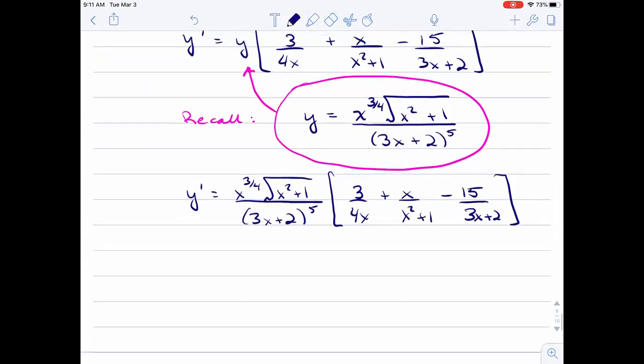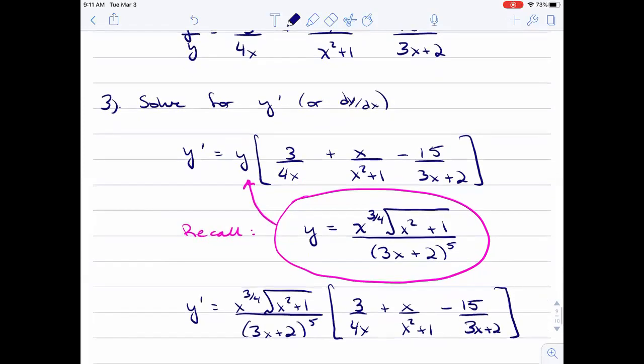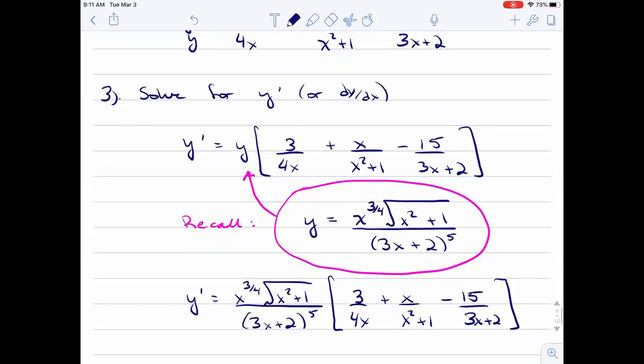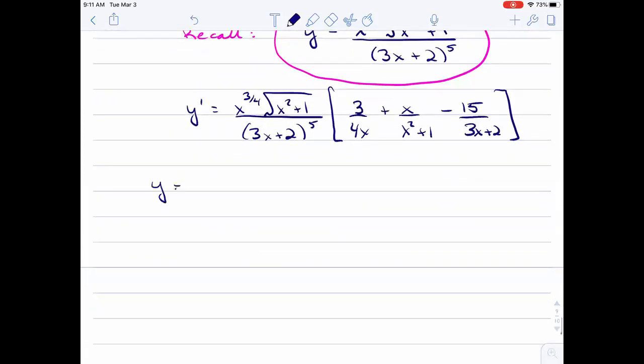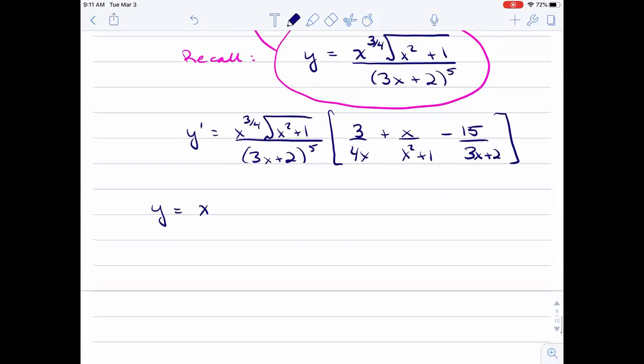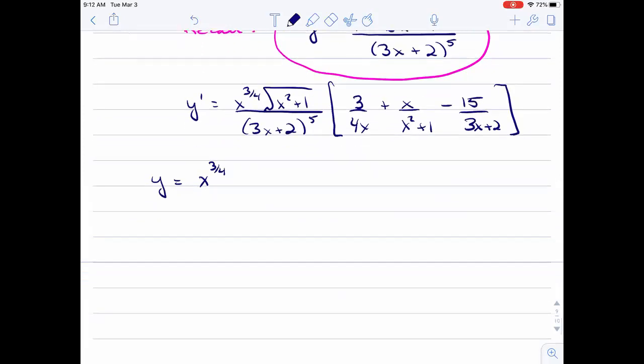Easier. Well, like when you start at the beginning and you have less of a function than you do now. But if you think about it, let's talk about y equals, and you can just use the normal rules. It's fine. But if you have y equals x to the 3 over 4 root x squared plus 1 over 3x plus 2 to the 5.